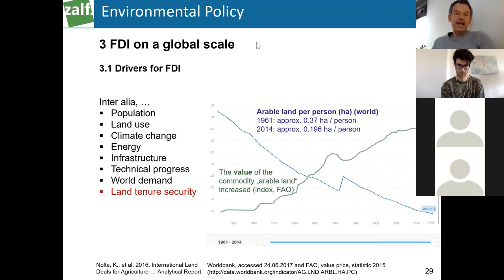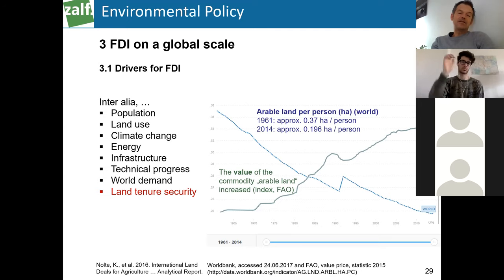If we look at a global scale, just to give you some ideas, the drivers for FDI might be that population growth is their land use. Land is scarce. Then we have climate change as a major driver, energy prices, and infrastructure. Does infrastructure hinder or foster these kinds of developments? Then technical progress and world demand. Is the world demand high in terms of economy? Then there might be more money involved, and then also more investments, and vice versa.